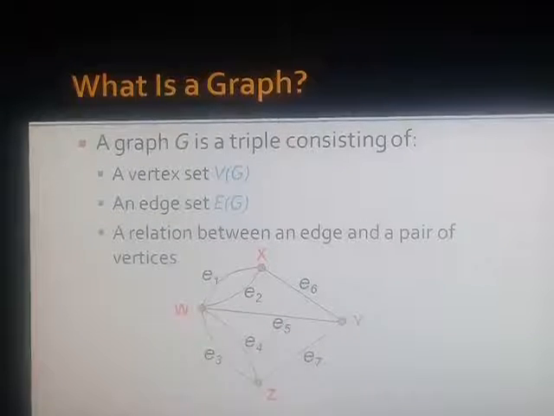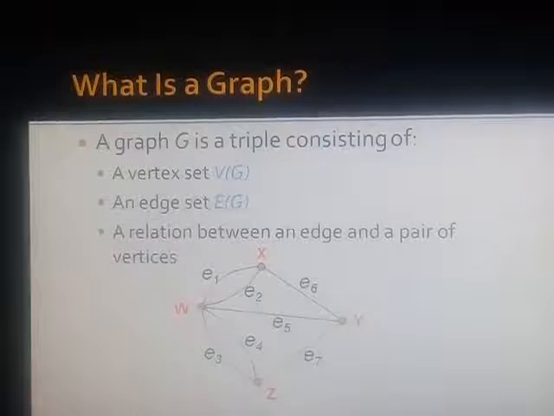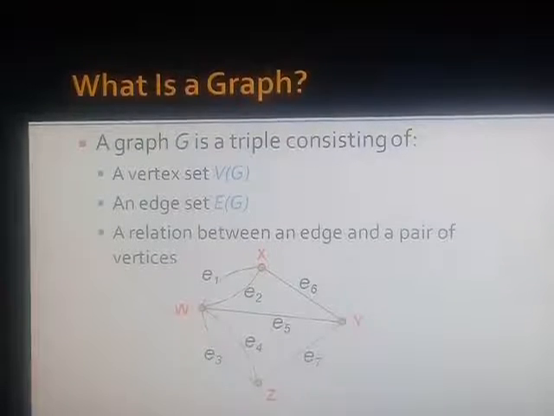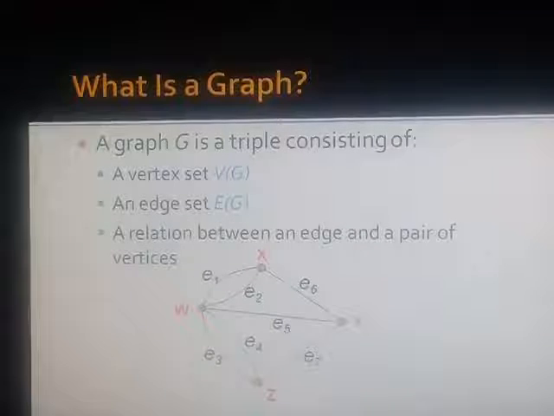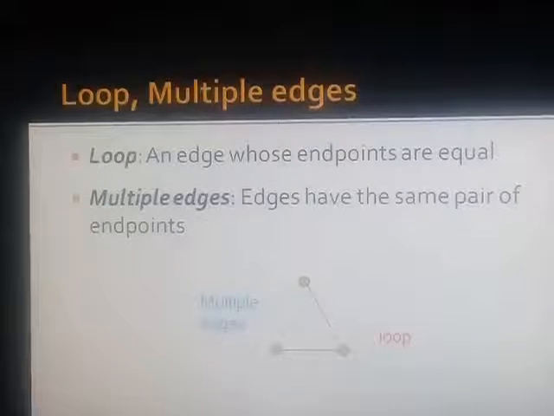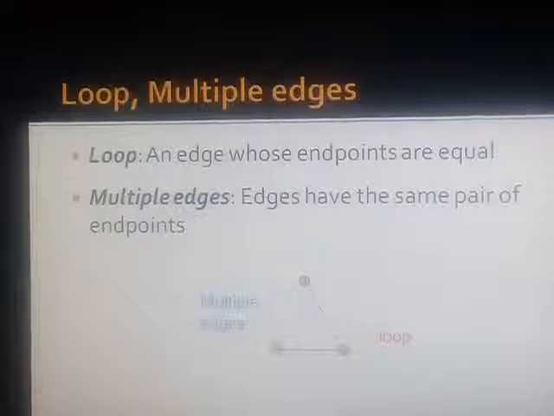For example, we have considered the vertices W, X, Y, Z and the edges E1, E2, E3, E4, E5, E6 and E7. We have considered points as vertices and the lines as edges. Next one is a loop. An edge whose endpoints are equal, that is called a loop.